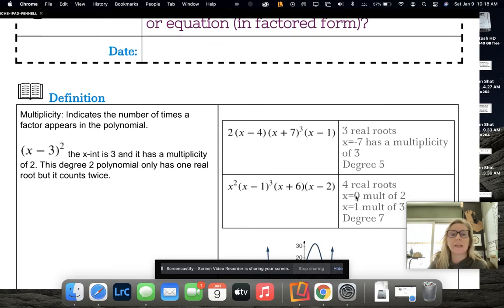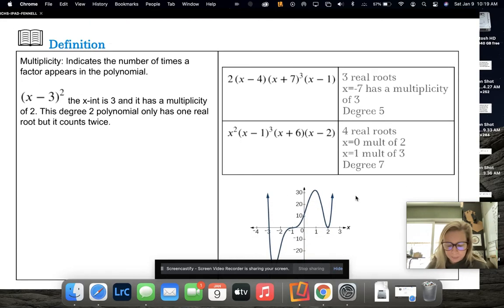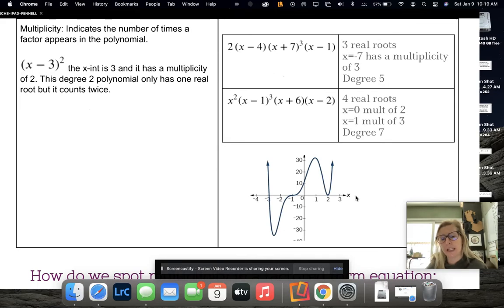Okay, so this is the same definition of multiplicity that we had last week. It means that a factor is being counted more than once. So the actual factor is either a locator point or a vertex of like a mini quadratic or a mini cubic function. That root is actually landing on the axis. So even though it's only one intercept, it's counting for more than one root. So again, when we talk about the degree indicating the maximum number of roots, these multiplicities factor into that.